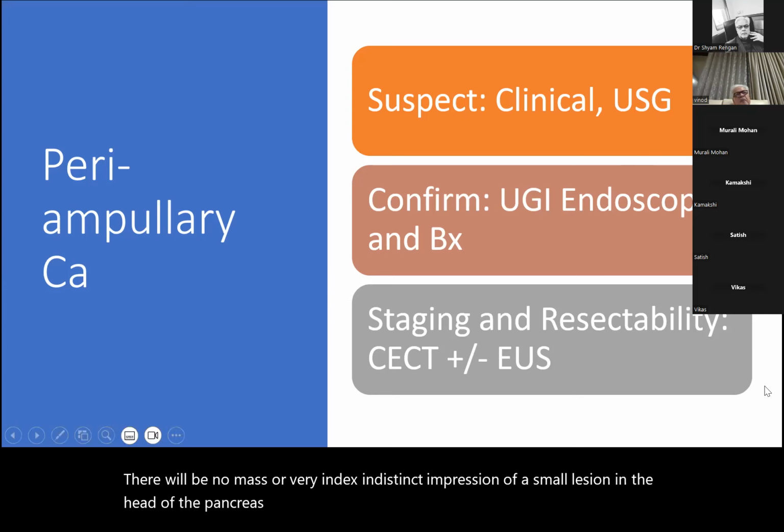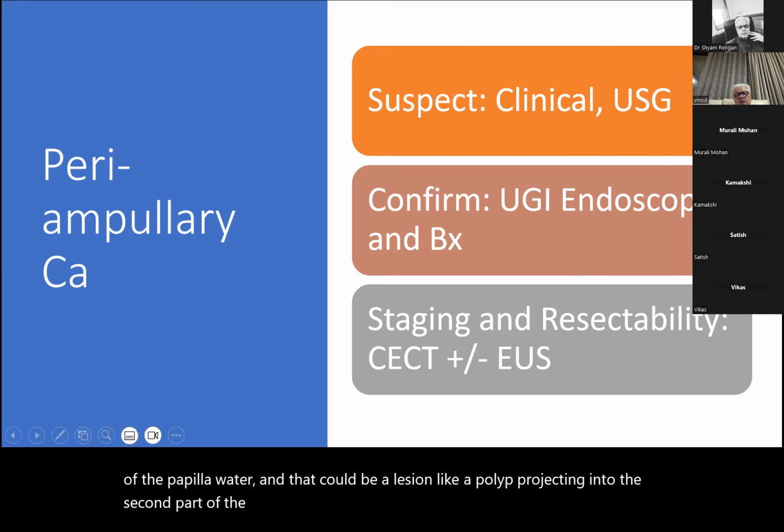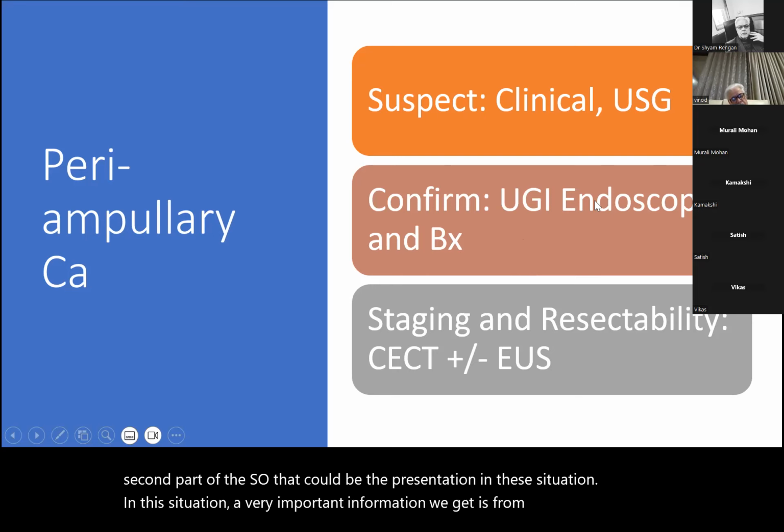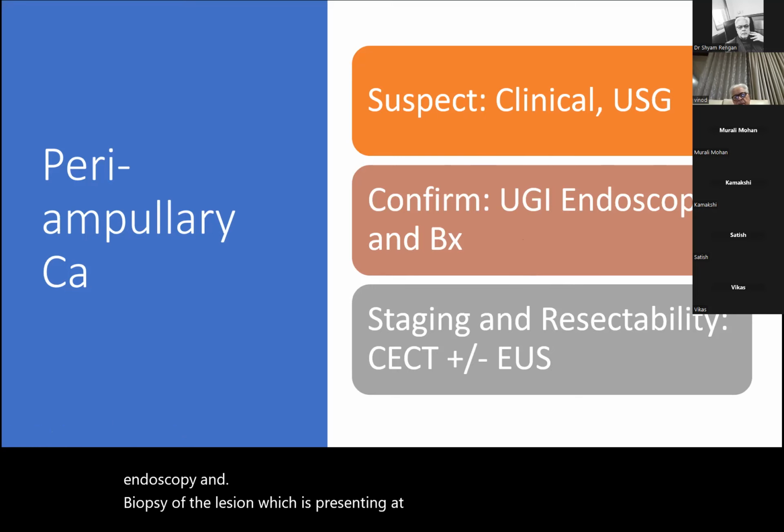And at times, we may be able to see a lesion in the region of the papilla of Vater, and that could be a lesion like a polyp projecting into the second part of the duodenum. So that could be the presentation in this situation. In this situation, very important information we get is from upper GI endoscopy and biopsy of the lesion which is presenting at the papilla. So that is a periampullary cancer.